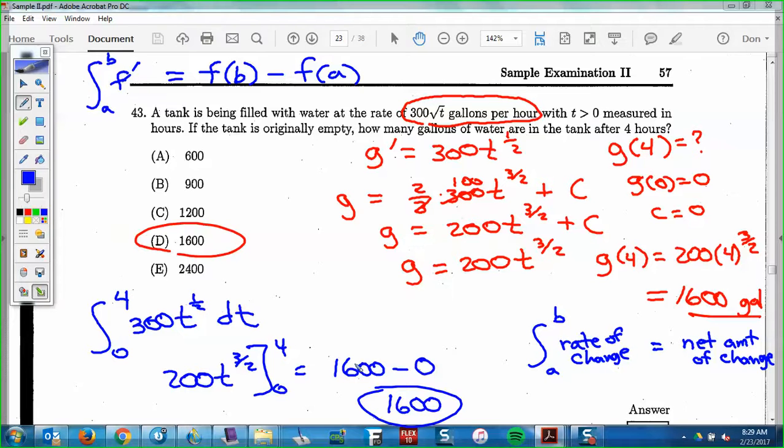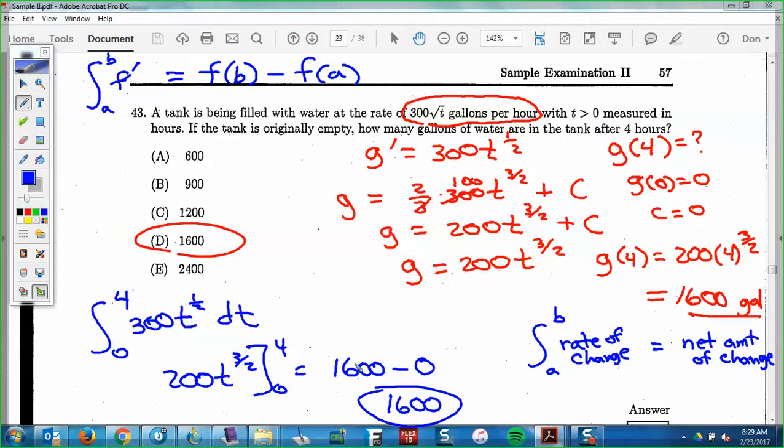Now, since the tank was initially empty, I know that's how many. But we've got to understand, is that what it asked? Did it ask for the net amount of change? No, it asked for the amount at the end, right? How many was in there after 4 hours? So that's actually the 1600, right? But we can still figure it from that, okay? So understand, those are 2 different ways to really approach it, okay?